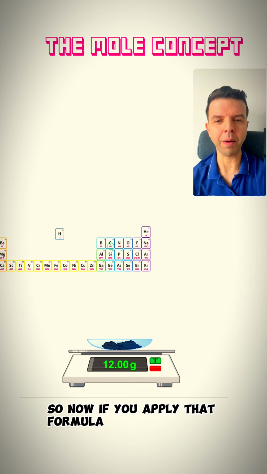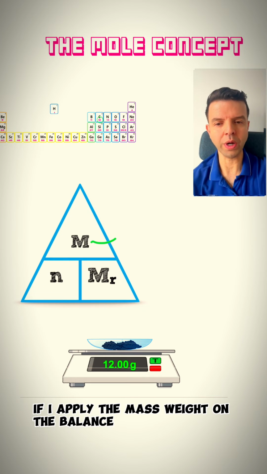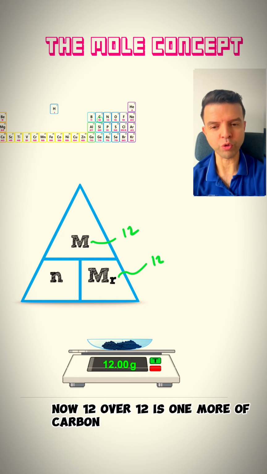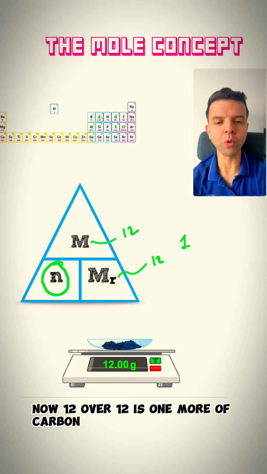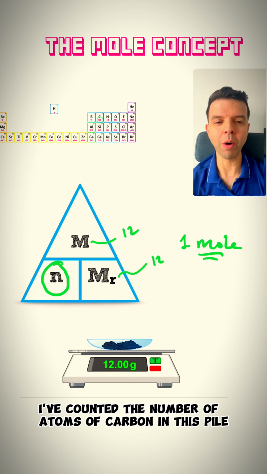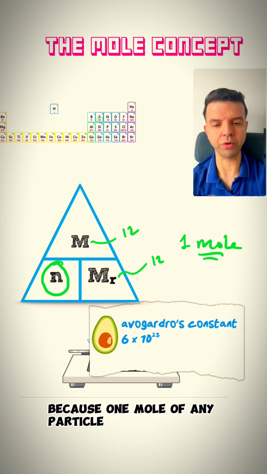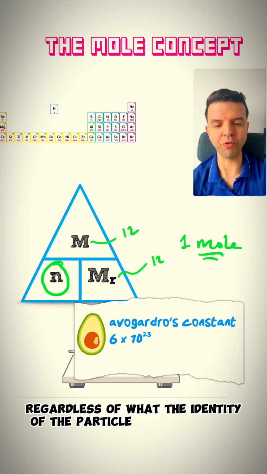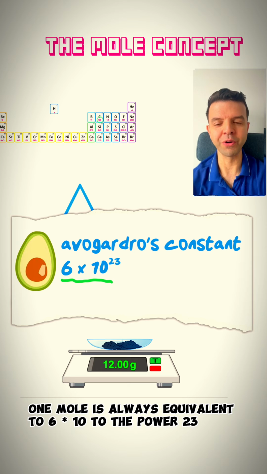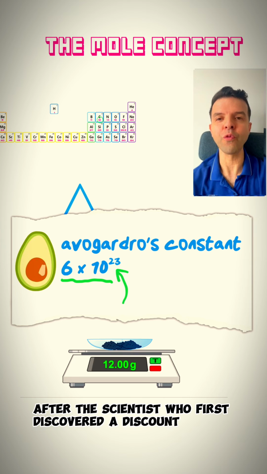So now, if you apply that formula I just showed you a couple of minutes ago, the mass weighed on the balance is 12, and the atomic mass in the periodic table is also 12. Now, 12 over 12 is 1 mole of carbon. And basically, I've counted the number of carbon atoms in this pile because 1 mole of any particle, regardless of the identity of the particle, is always equivalent to 6 times 10 to the power 23. That's what I call Avogadro's constant, after the scientist who first discovered this count.